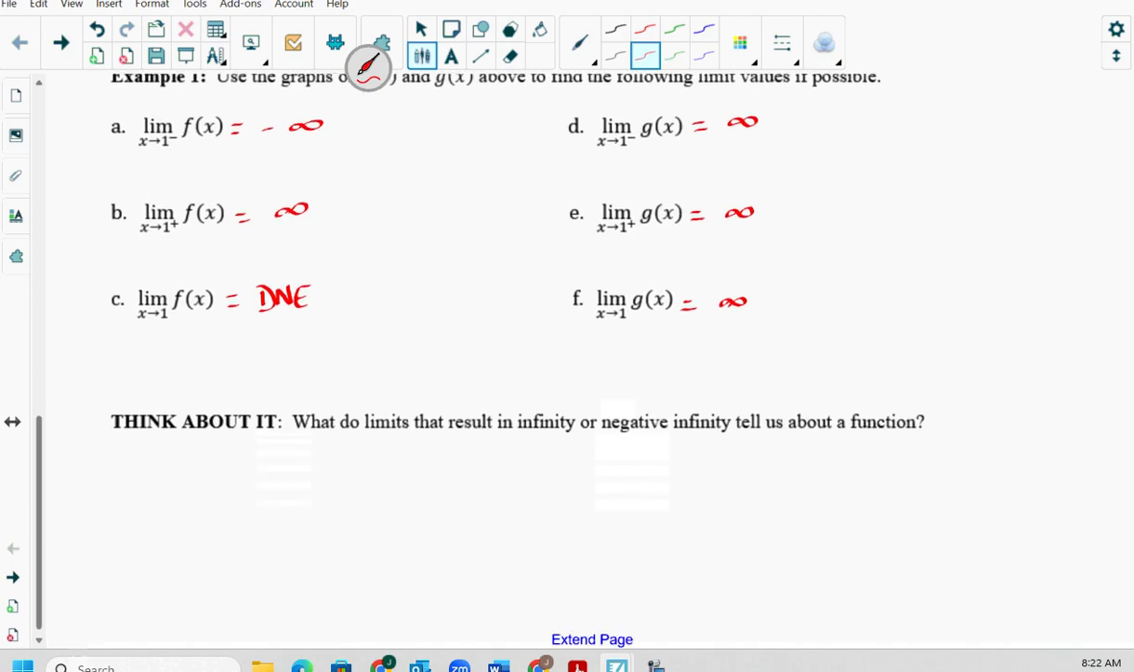All right, guys. So limits that result in infinity or negative infinity, what are they telling us about a function? They're telling us that the y values are unbounded. Or you can think of it as they are getting large in absolute value, which is a weird way to think about it.